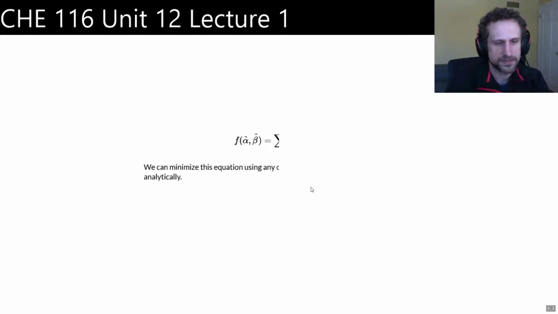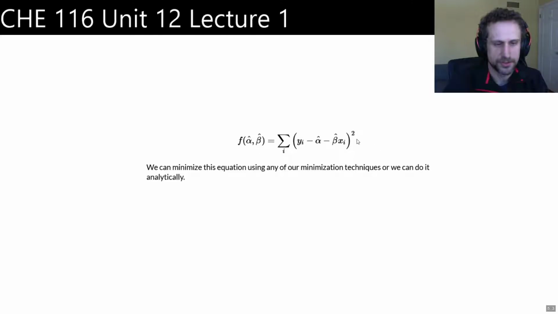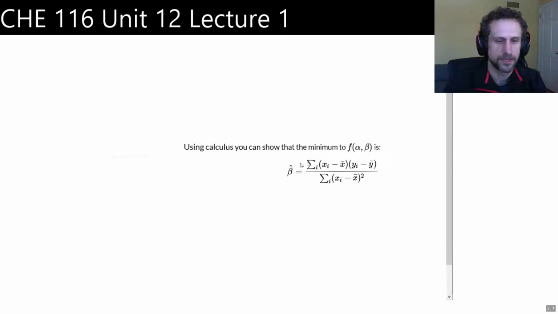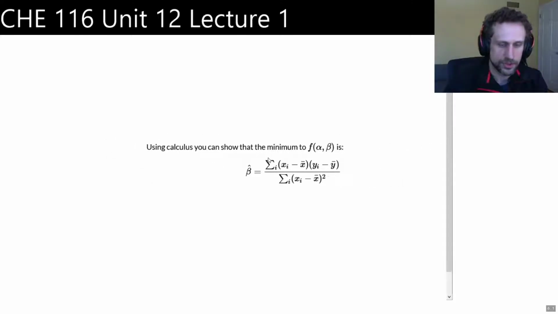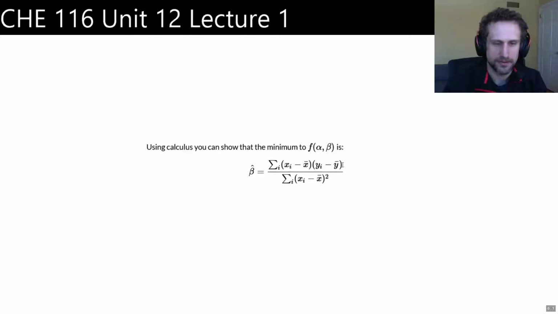Okay. So you can take this equation and use any minimization technique. Like you can take the derivative with respect to alpha, set it equal to 0 to find the minimum, and then take the derivative with respect to beta and set it equal to 0. You can show that if you do that, the beta hat, the optimum, is given by this equation here. This is an interesting equation because this term up here is basically the covariance of x with y, and this term down here is the variance of x with itself. It's kind of interesting that it comes out that way.